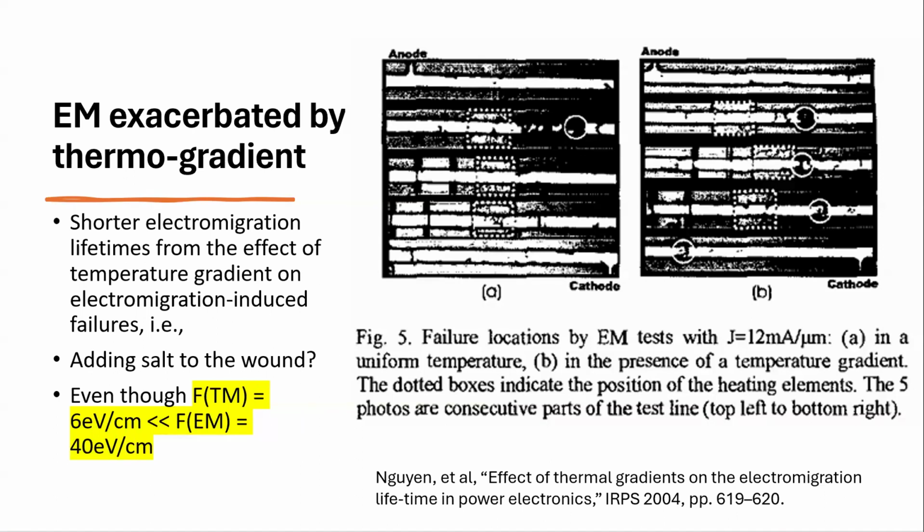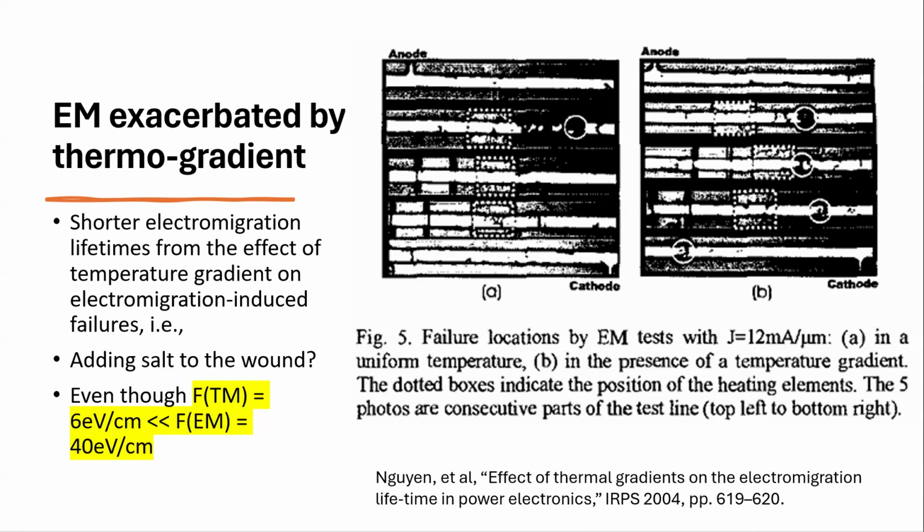Then you would think that's not important, because the force from the thermal gradient is far less than that from electron migration. But according to experiment, the electron migration lifetime is shortened by the effect of the temperature gradient on electron migration induced failures. The gradient will cause local failure faster. I would call it adding salt to the wound. It's very weird, but really interesting at the same time.